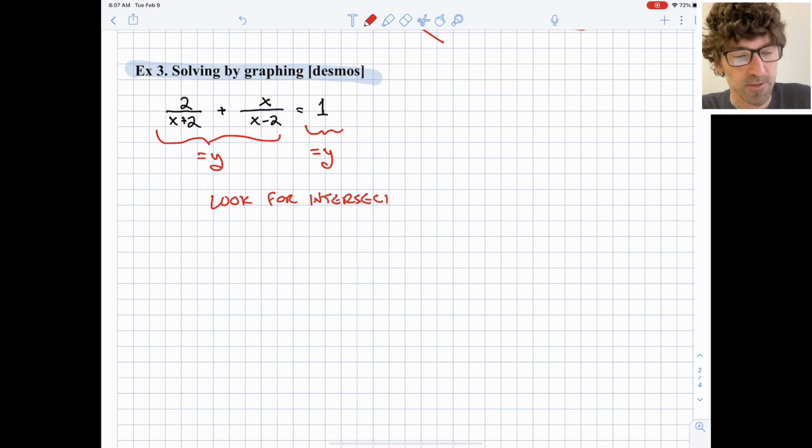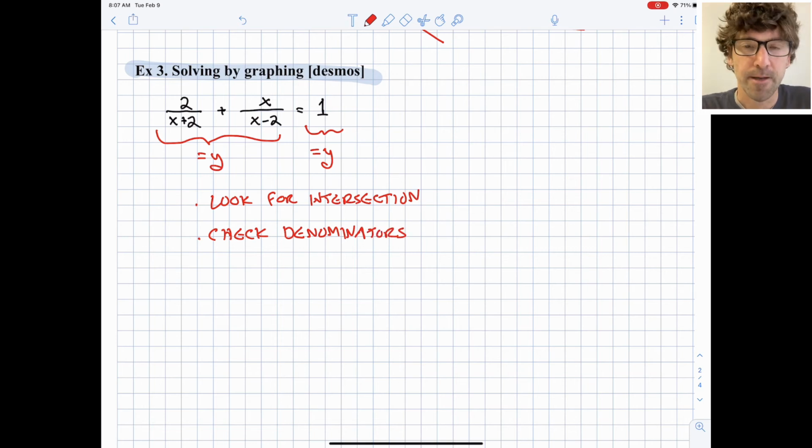Okay, on Desmos we'll do that. And we're going to look for the x coordinates of that intersection. That's really what we're trying to solve for, is x. But then what we will need to do is check denominators at the end. Okay, so let's go ahead. I already have this typed into Desmos. I'll go over there. I'm not able to annotate my Desmos app, so I'll just talk you through it, and then we'll return to this screen in a moment.